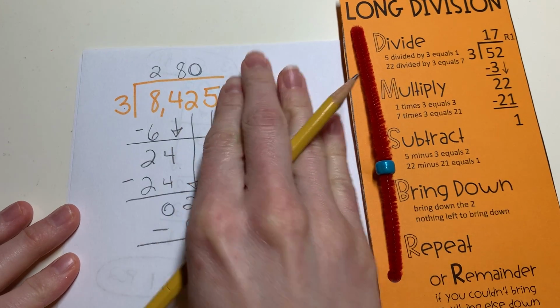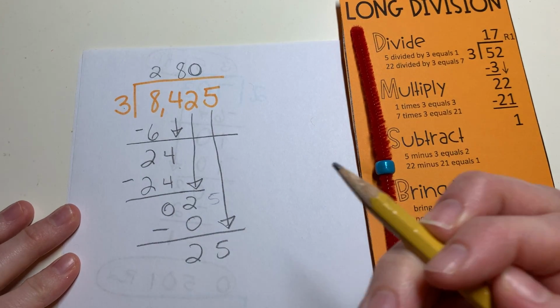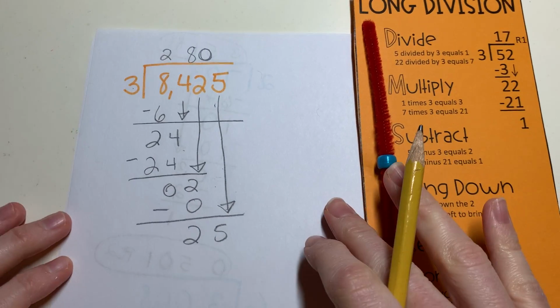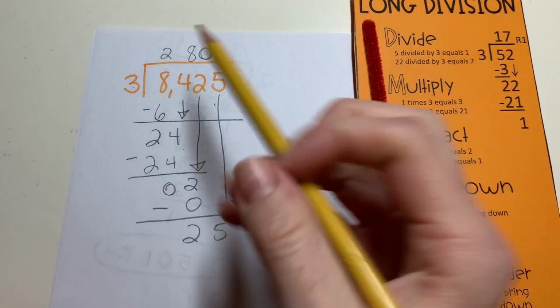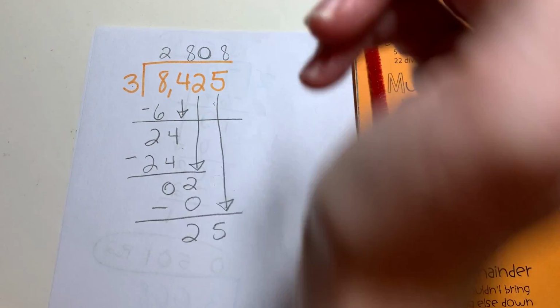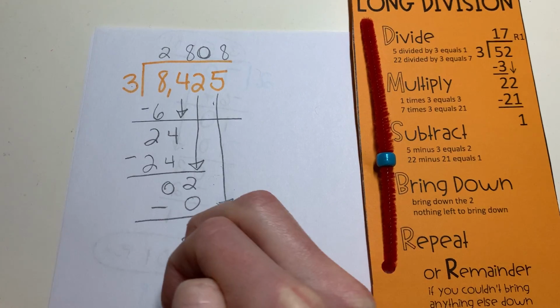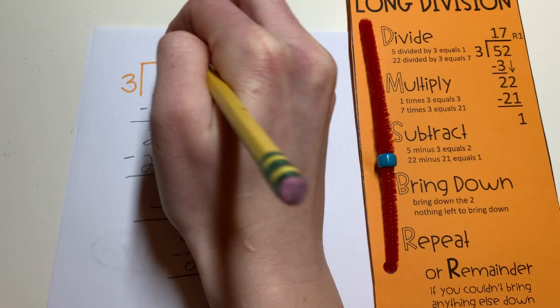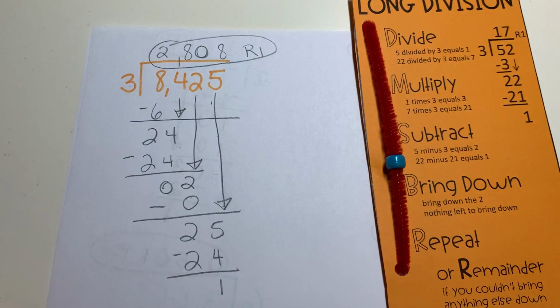Now, what I could have done was just scooted over and brought the 5 down immediately, but sometimes it's more comfortable to just do the steps anyways. You still get the same answer, so no worries. 3 times what gives me 25? Well, 3 times 8 gives me 24. I know that because I used that before. And I have a remainder of 1. 2,808, remainder 1.